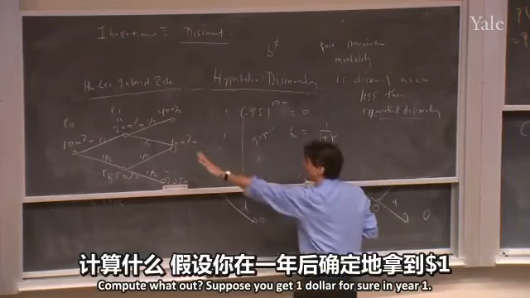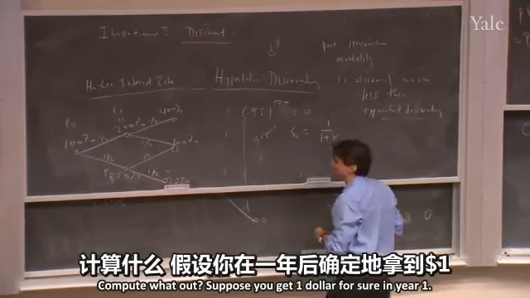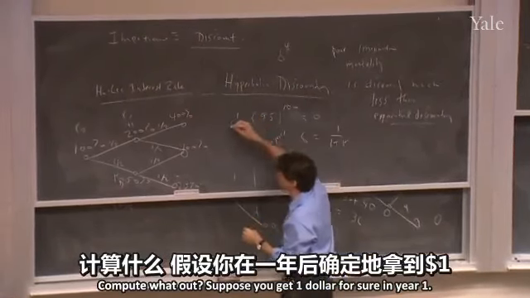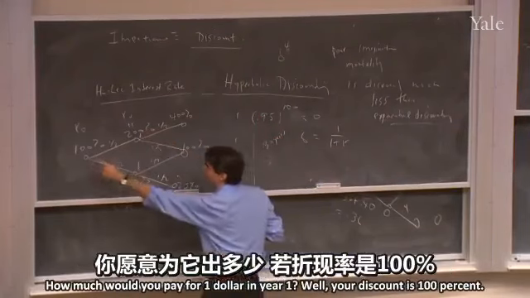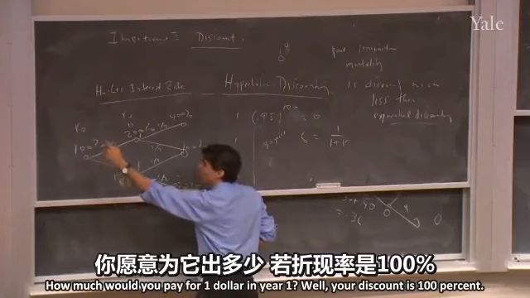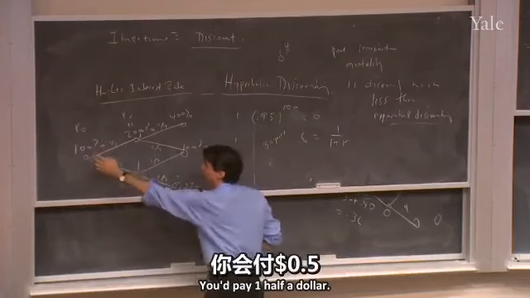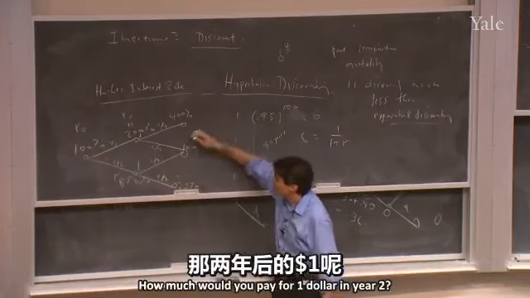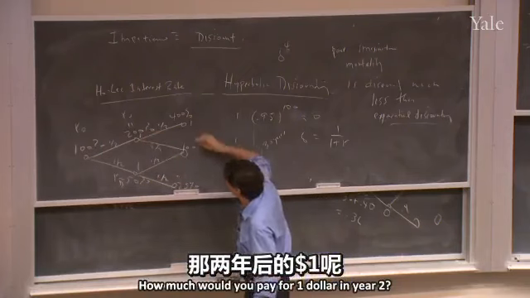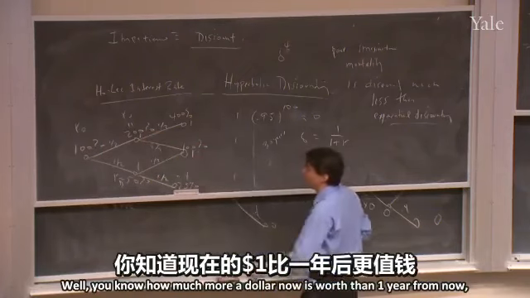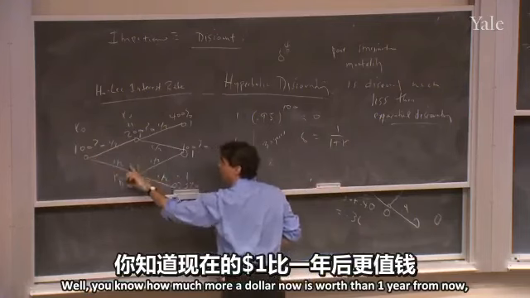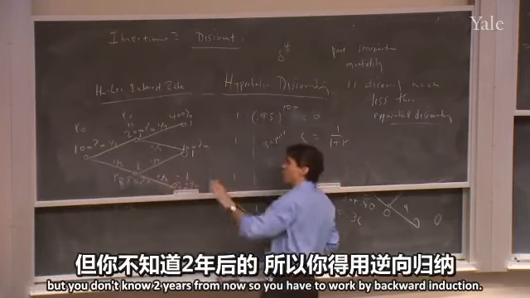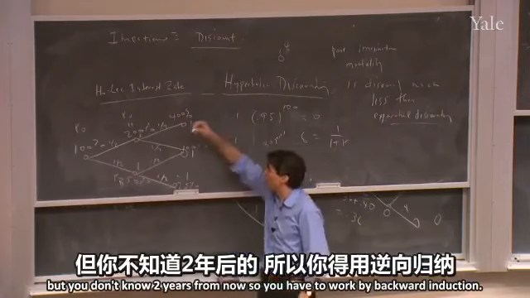Okay, suppose you compute what out? Suppose you get $1 for sure in year 1. How much would you pay for $1 in year 1? Well, your discount is 100%. You'd pay $0.50. How much would you pay for $1 in year 2? Well, you know how much more $1 now is worth than a year from now, but you don't know 2 years from now, so you have to work by backward induction.